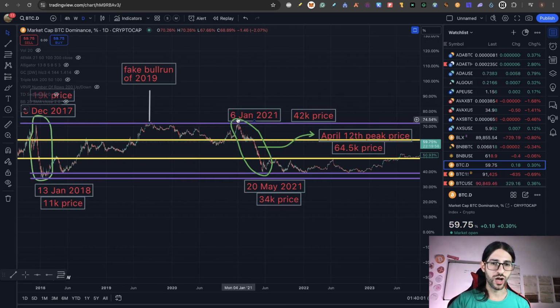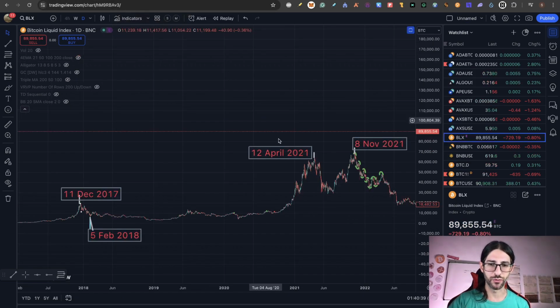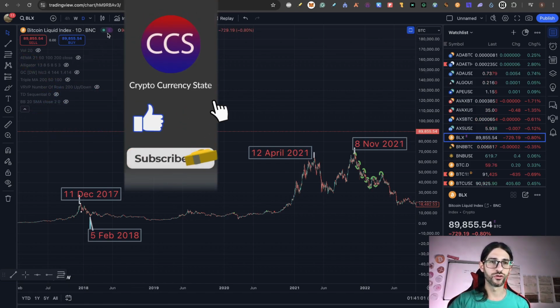In 2021, around this green area is what was the bull run of 2021, and you can see that the Bitcoin dominance topped again around 70% of dominance on the 6th of January of 2021. But this time, the 6th of January of 2021 wasn't the peak of the bull run. If you check here, around the 6th of January, we were around this price action, around 32k. So you can see that in the last bull run, we were almost in the middle of the bull run when the Bitcoin dominance topped out.